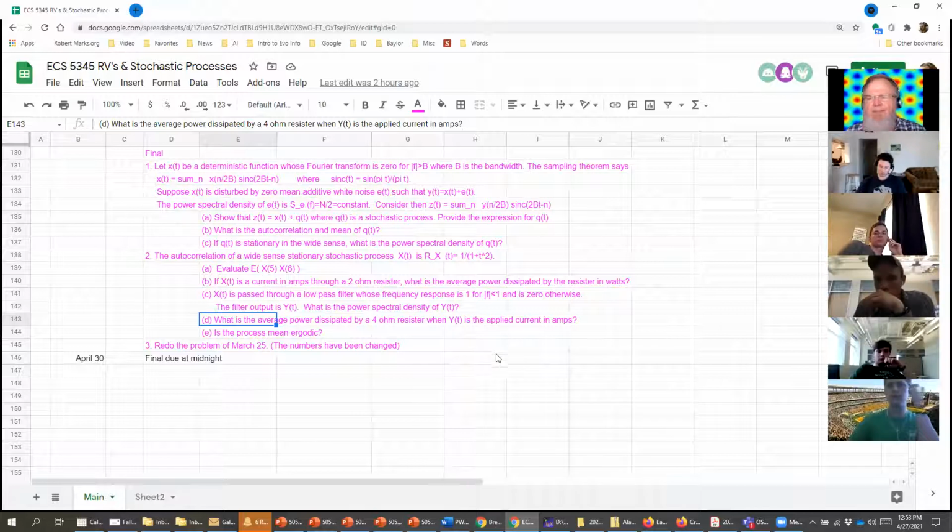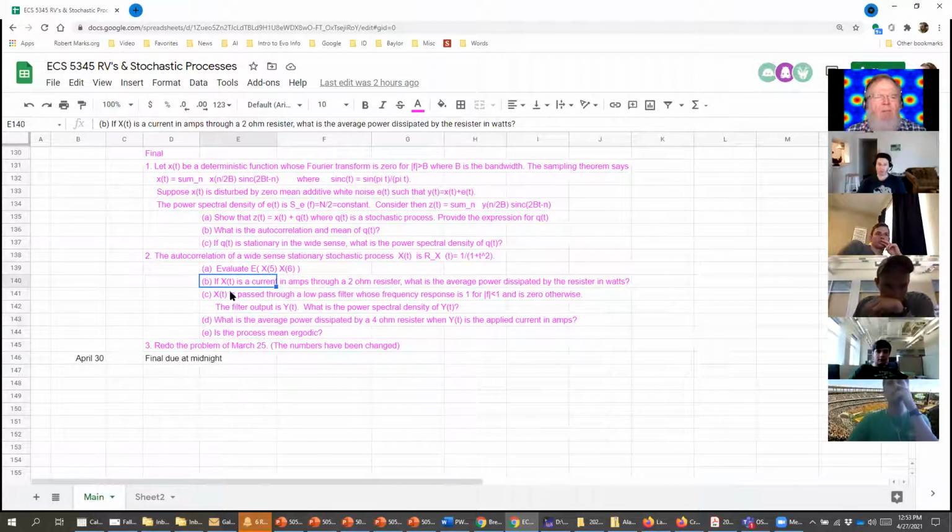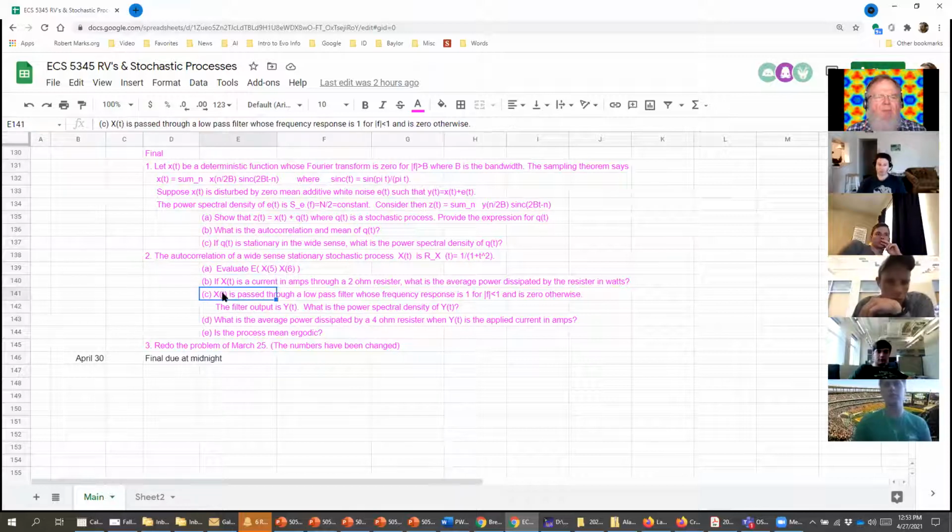Dr. Marks? Yes. For me and Adam and Theo, the Zoom had cut out and died, so we missed everything since you mentioned the 2 ohm resistor. Since I mentioned the what? The 2 ohm resistor. Oh boy. I think we got to the parts. We were just starting part C. Part C. That's correct. Okay. Well, I think you can read it. And that's what I did basically.